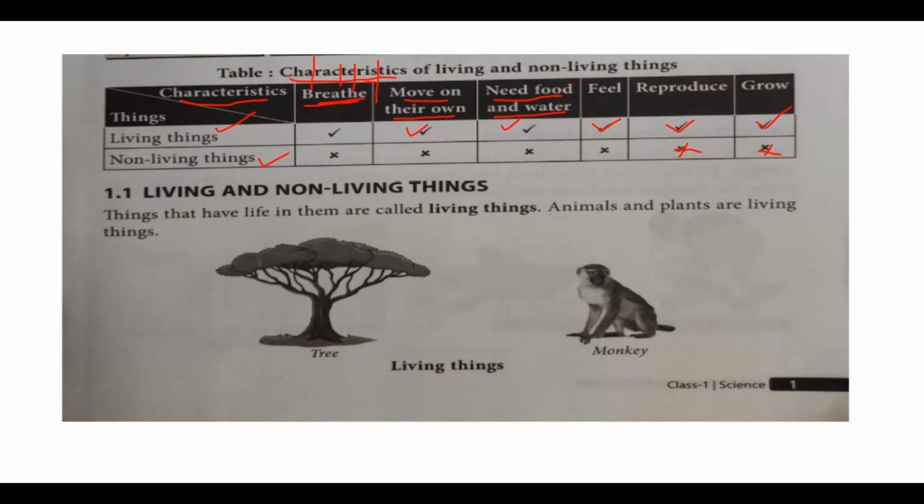Now let's start with living and non-living things. Living things are things that have life in them. How can we define the meaning of living things? We need to remember that whatever things have life in them are called living things. For example, animals and plants are living things because animals and plants have life in them.